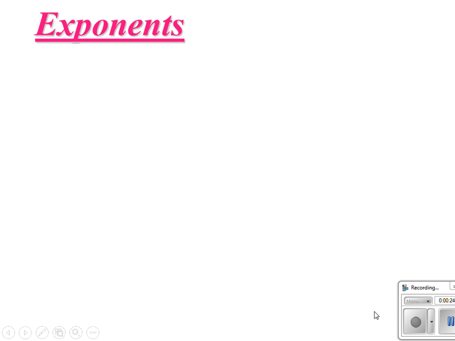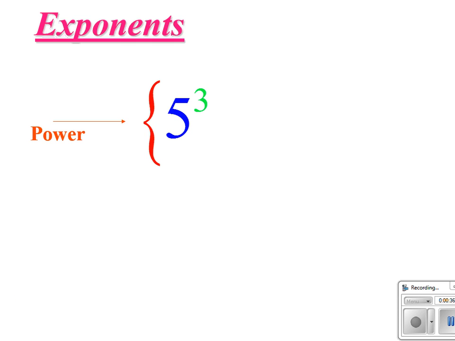The first thing we need to know is what are all the parts of this, 5 to the third power. So you do need to write this in your notebook. 5 to the third power, the whole thing together, is called a power. The 5 is called the base, and the 3 is called the exponent. Make sure that you write that down in your notebook.